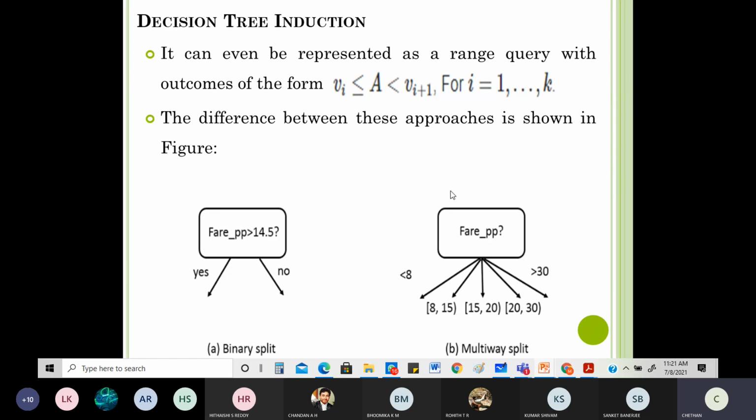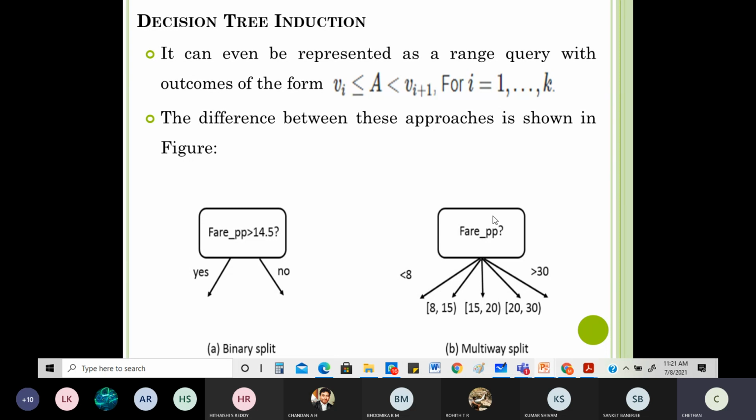You can see this one, the multi-way split, the same old example I took with regard to salary. Between 8 and 30 they have taken. Anything less than 8, put it in one place. 8 to 15 in another place. 15 to 20 in one more place. 20 to 30 in one more place. How many splits? A 5-way split.